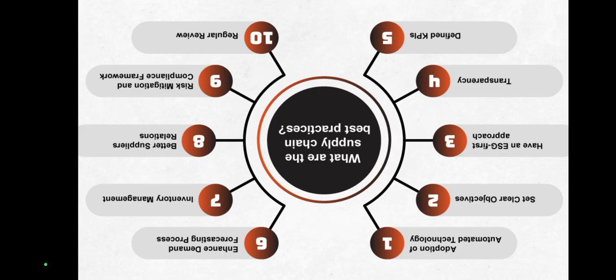Better supplier relation. As I said, if you're not having a proper relationship with the supplier, then obviously we will arrive at the switching cost. Switching cost is nothing but, if you're switching from one supplier to another supplier, a cost will arise. Then risk mitigation and compliance framework. Risk mitigation is nothing but, when the supply chain has a proper set of rules and regulations, and every stage or every process of the supply chain is moving in a proper direction, then obviously we can reduce the risk. It might be in transportation, warehousing or inventory. Then regular review. Once you set a target, or once the order is done, till it reaches the customers, we need to review the entire supply chain.